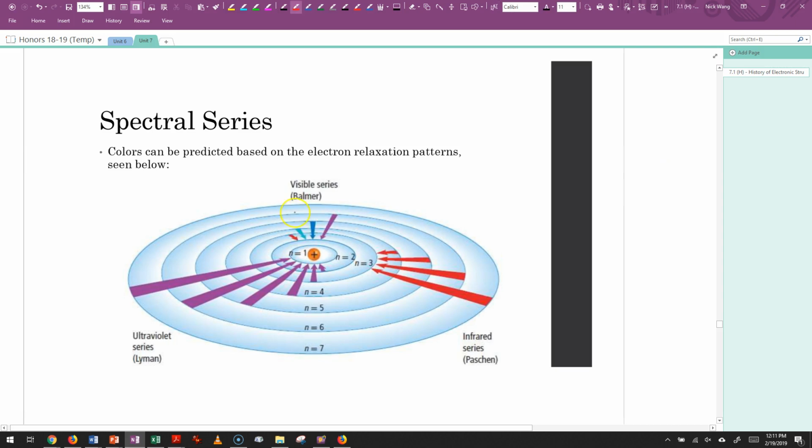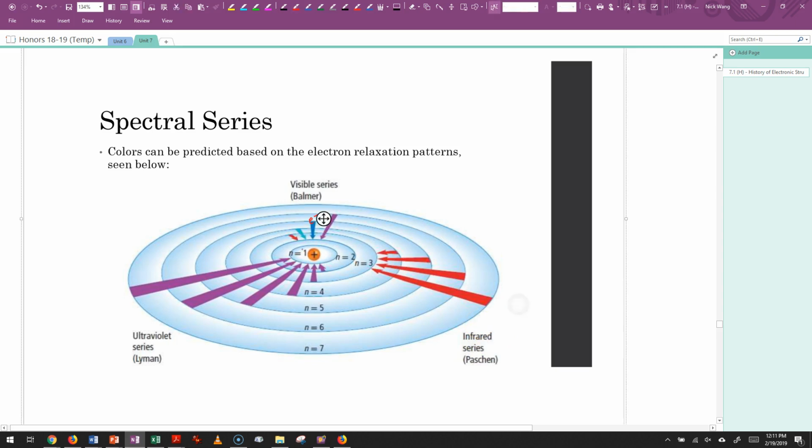Whereas, if you have a series that ends at n equals 2, so if an electron comes from some higher n and relaxes down to n equals 2, it's going to release some sort of visible light. And then finally, if you have an electron that relaxes down to n equals 3, regardless of where it starts, it's going to release some sort of infrared light. And that should make sense, right?